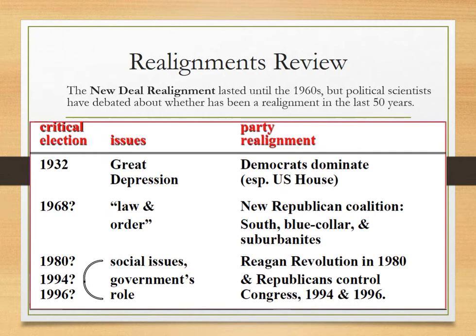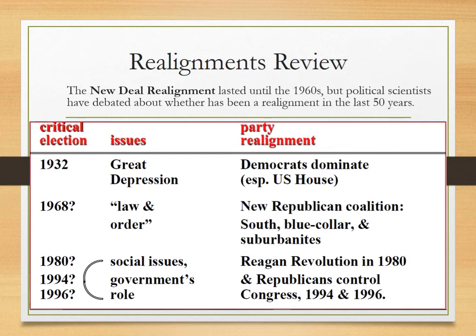Then you had the New Deal realignment lasting until the 1960s, but political scientists have debated whether there has been a realignment in the last 50 years. So you had the Great Depression as the issue that prompted the critical election of 1932. Democrats dominated, especially in the U.S. House. And you and I have talked about why, in part, the way we structure House elections, there is such an incumbency advantage in the U.S. House.